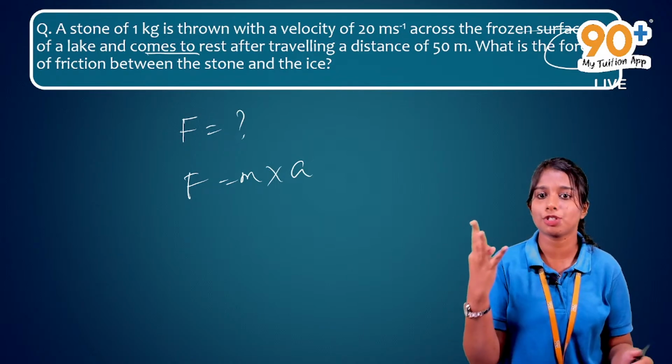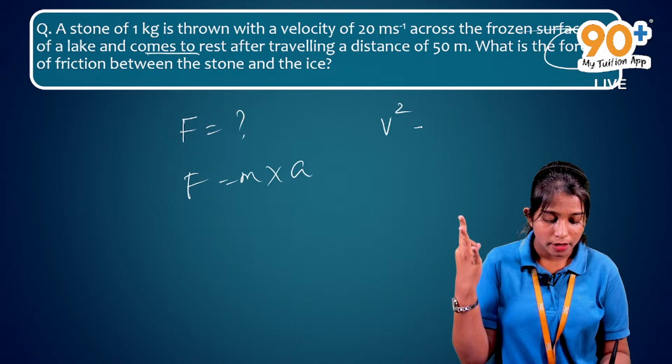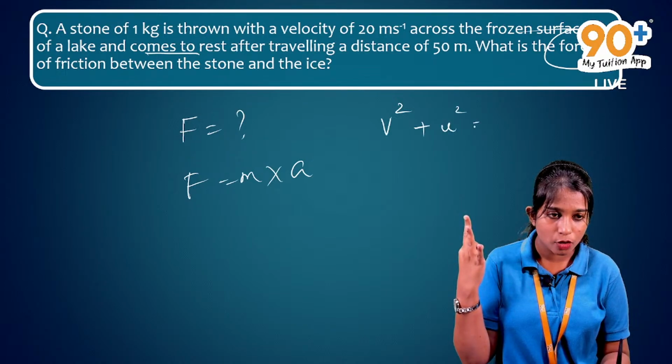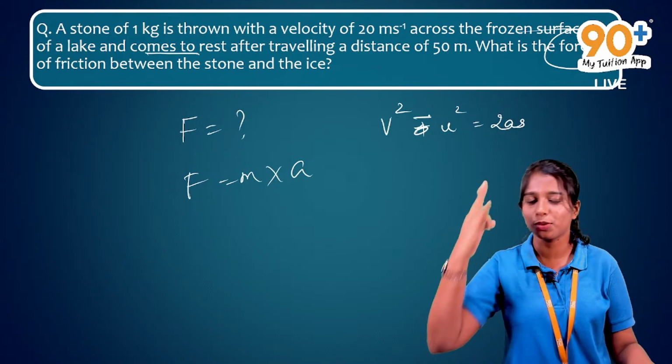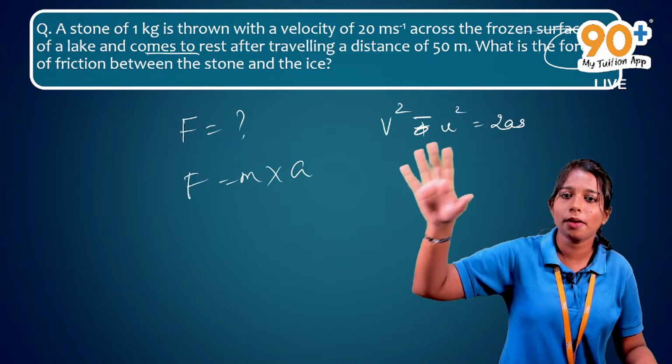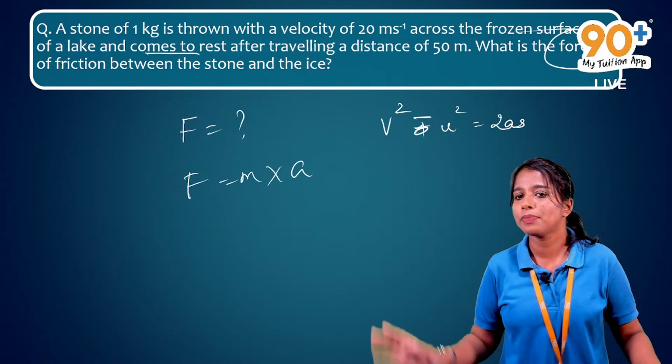The third equation of motion, which is v square minus u square is equal to 2as. Yes. Okay, v square minus u square is equal to 2as. Looking at this equation, time is not needed.